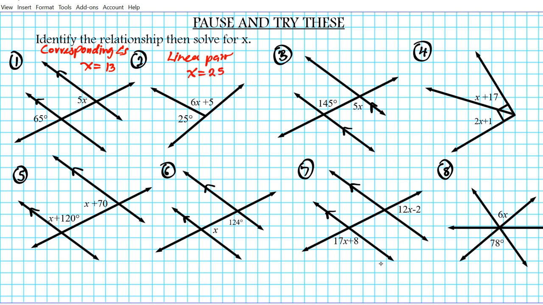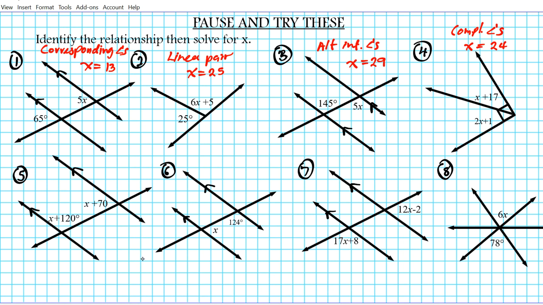For number 3, these two angles are alternate interior angles, and the measure of x is 29. For number 4, these two angles are complementary angles, and the measure of x is 24.